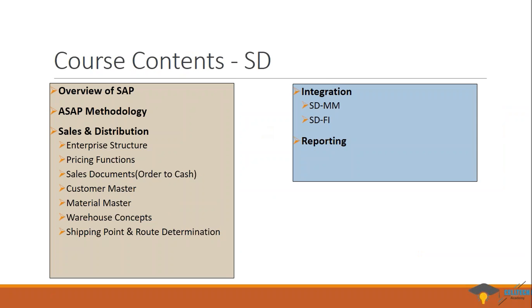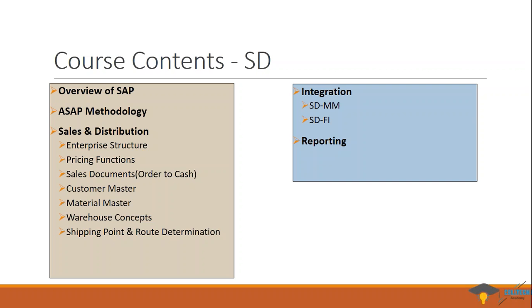Perfect. So moving on to the next slide. This talks about, in brief, what we'll be covering as part of the SD course content. So we cover the ASAP methodology, which is the conventional methodology of SAP for implementing projects. And then we'll talk about the enterprise structure, the pricing functions, the entire order to cash transaction process, and what all the master data is that is required to do those transactions. And then we'll talk about the warehouse concepts and the transportation part. So especially for people with a logistics background, that will be very helpful to understand how SAP solutions support these logistics requirements. So we'll talk about that as part of the SD module.